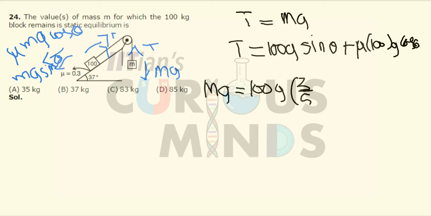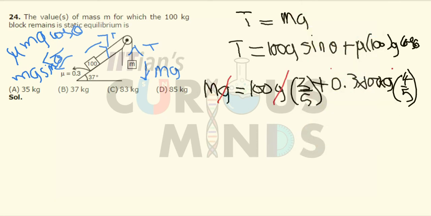Sin 37 is equal to 3 by 5, plus mu, which is given as 0.3, times 100, into g into cos theta. Cos 37 is equal to 4 by 5. So g will get cancelled out everywhere.